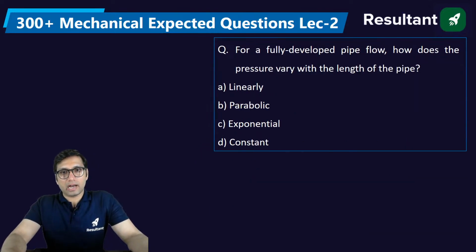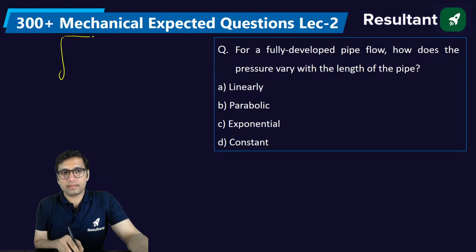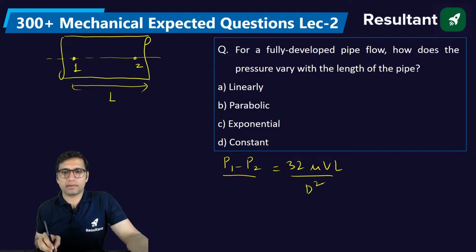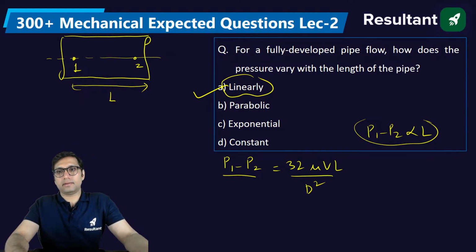For a fully developed pipe flow, how does the pressure vary with the length of the pipe? Let's say they are talking about fully developed laminar flow. For fully developed laminar flow in the pipe, the pressure difference between two sections, with length L, is P1 minus P2 equal to 32 mu V L by D square. So the pressure difference is directly proportional to length; it varies linearly with length. So the right answer is option A, not parabolic, not exponential, not constant. It's a linear relation.